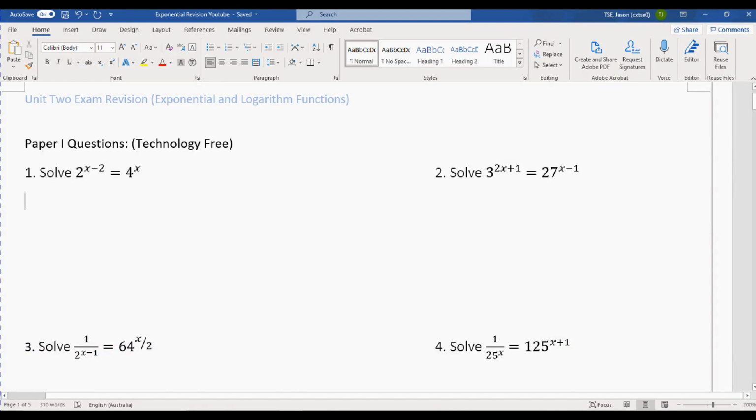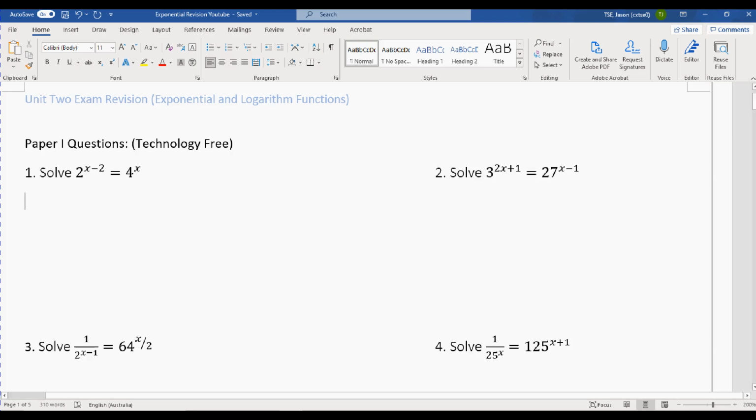Okay, guys, this is revision before the examination for exponential and logarithm functions. Okay, first, let's see some paper 1 questions. Okay, in paper 1 questions, we can't use calculator.